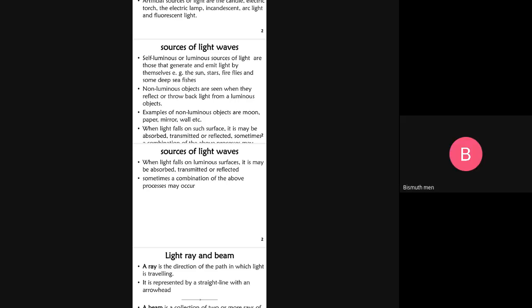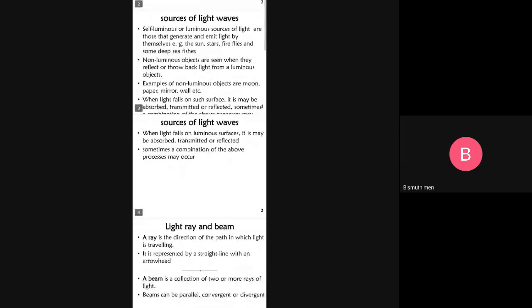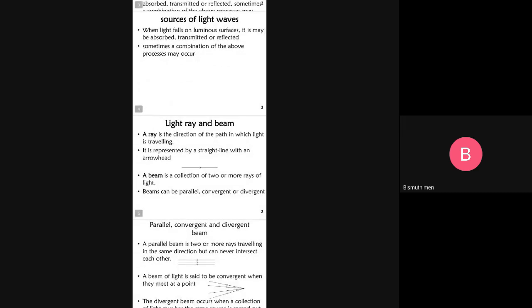Light ray and beam. A ray is the direction of the path in which light is traveling. It is represented by a straight line with an arrowhead. A beam is a collection of two or more rays of light. Beams can be parallel, convergent, or divergent.